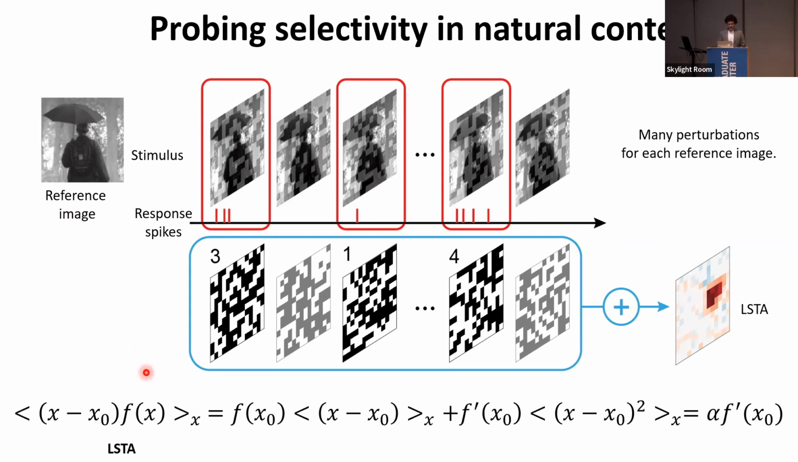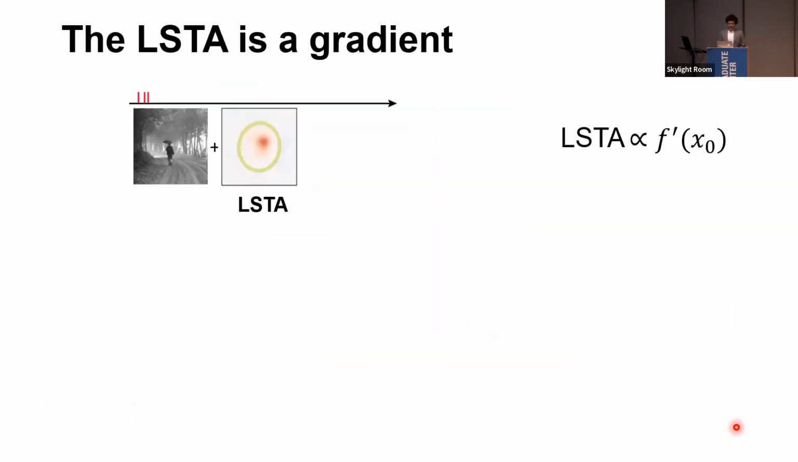And if we write out this weighted average that we call the local STA, and we assume the linearization of the response to be true, then we can simply see that this local STA is proportional to the gradient f prime of x0. So that's the observable we wanted.